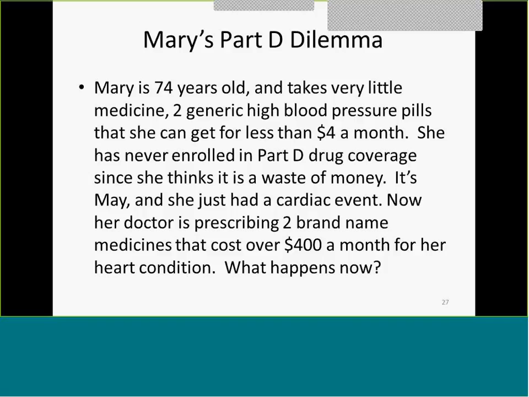Mary, 74 years old, very little medicine, 2 generic high blood pressure pills that she can get for less than $4 a month. She's never enrolled in Part D drug coverage since she thinks she's healthy, and she's just had a cardiac event. Now the doctor is prescribing 2 brand name medicines that cost over $400 a month for her heart condition. What happens now?